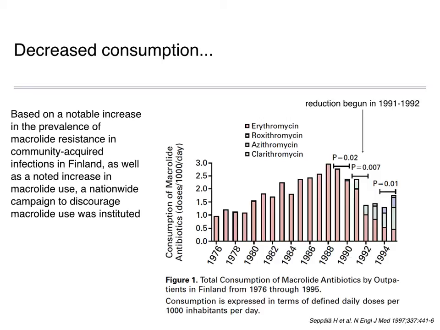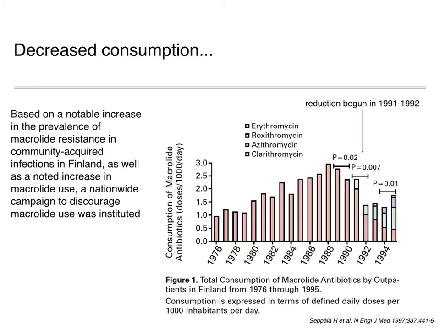And then finally, the first slide of this particular section showed the relationship between increasing antibiotic use and increasing resistance. This is sort of the opposite outcome. And this is a very famous study that was published out of Finland. Finland was noticing that they were having more and more macrolide resistance in community-acquired infections, especially caused by Streptococcus pneumoniae. And so as a nation, they had an active program to discourage the use of macrolides, especially erythromycin. And as you see there, in 1991 and 1992, there was a nationwide reduction across the board in the prescribing of macrolides.